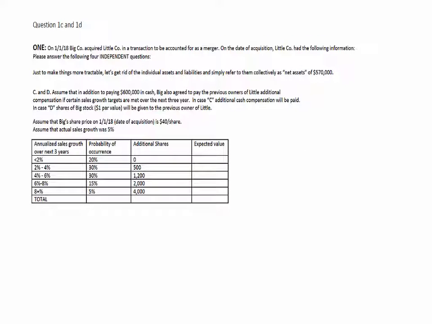Okay, let's go on to case D now, where it's the same scenario, but now we're going to give shares of big company stock. We're going to follow the same basic procedure. First, we have to figure out the expected number of shares. So again, multiply the probability of each sales target being met by the additional shares associated with that level of sales growth to get the expected value.